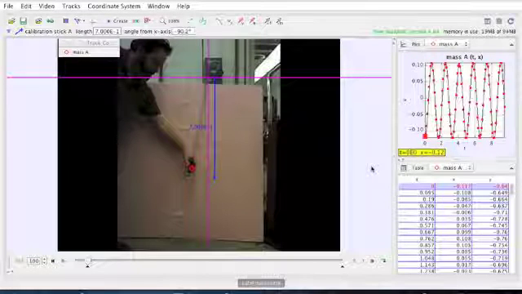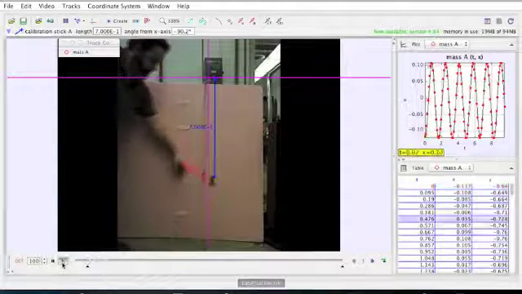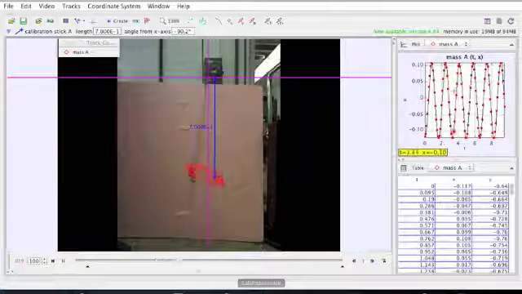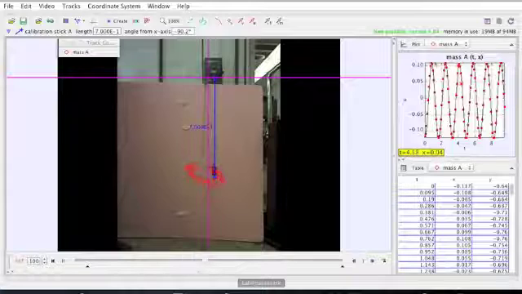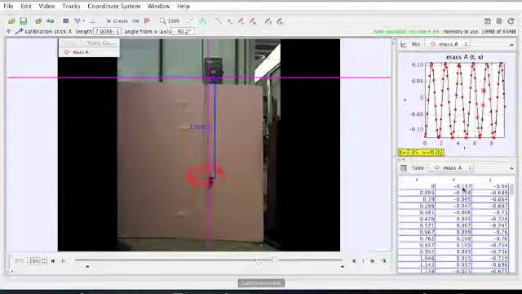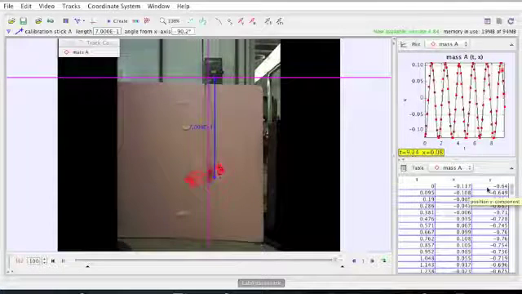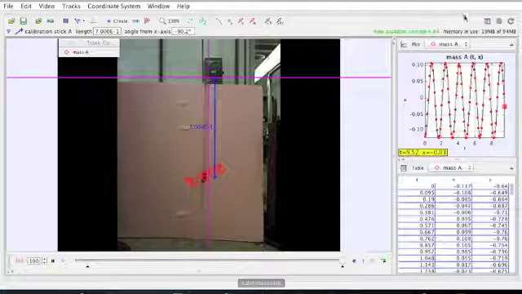We must first analyze the video in Tracker. First, I set the origin of the coordinate axes at the connection point of the spring and set the appropriate length of the spring. We can then run through the video and see the spring's motion as we obtain its position versus time graph over to the right, where we see that it is oscillating. We also obtain all the data points for its x and y positions, which we will later be able to use to compare to the predicted motion of the spring.